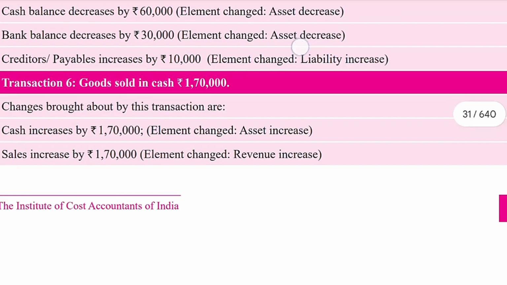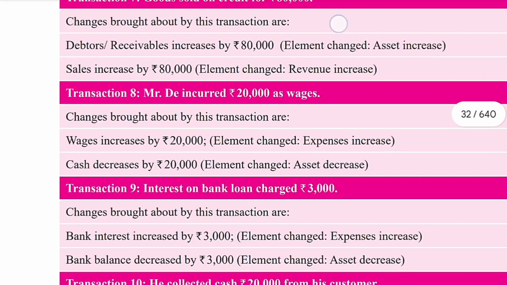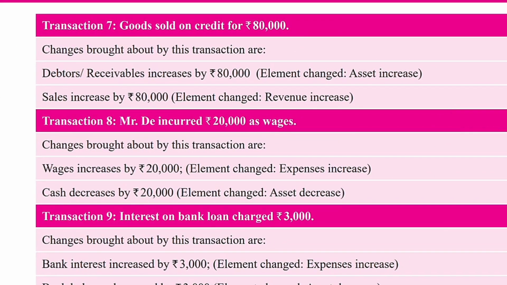Liability increases. Transaction 6 talks about he is selling goods for cash, 1,70,000. So sales is actually a revenue, and sales is increasing, right? So we have to credit it. And also cash. Cash means asset only, so that is also increasing. So we have to debit it. Then transaction number 7 talks about goods sold on credit for 80,000. Yes, he is selling goods on credit. That means he is not receiving any money.